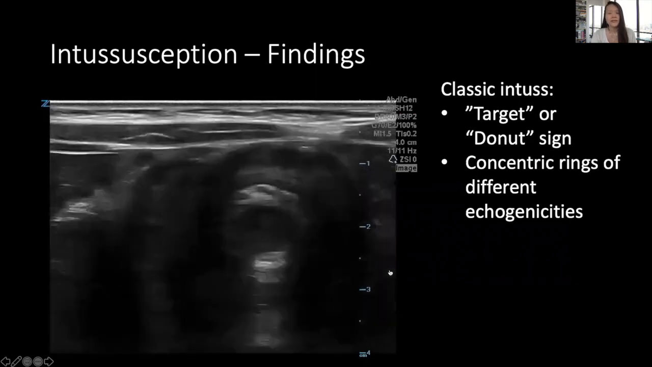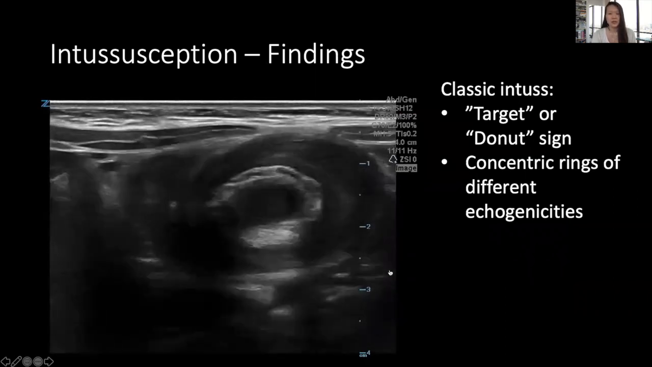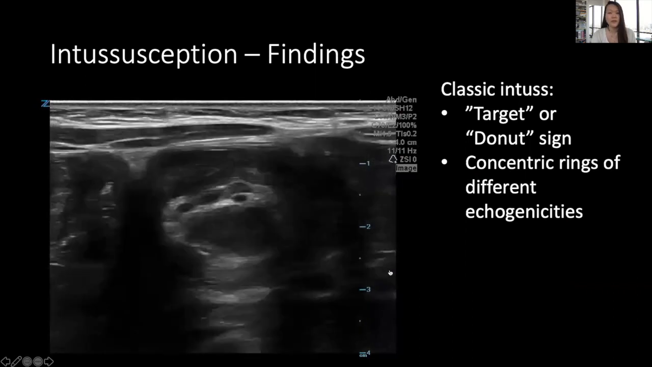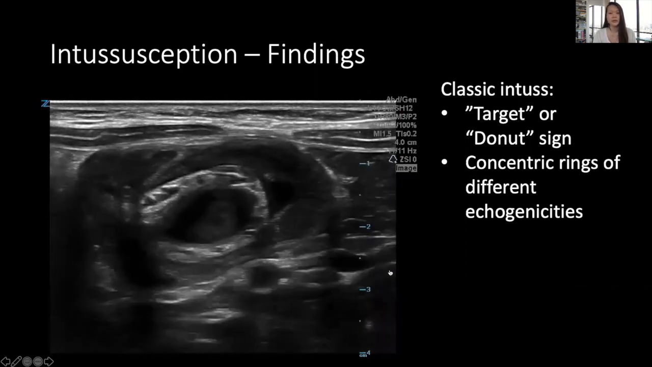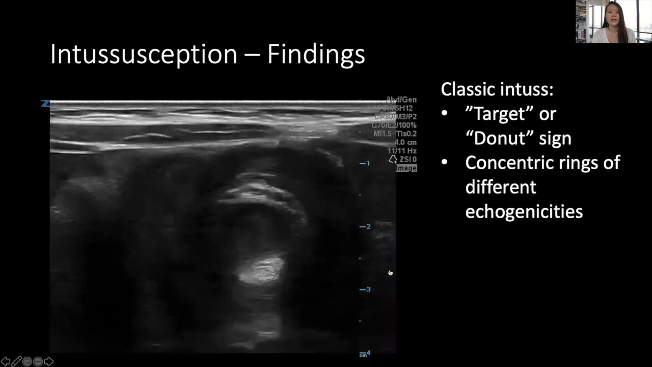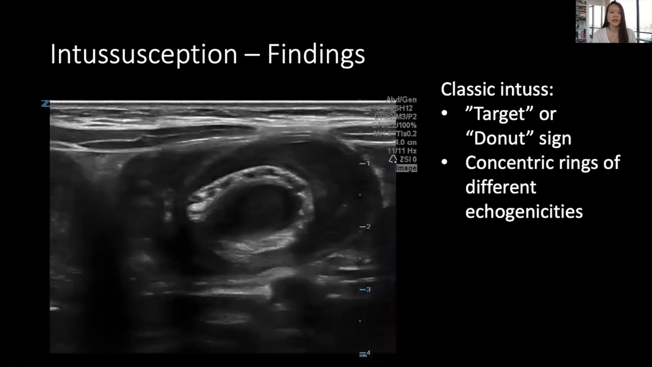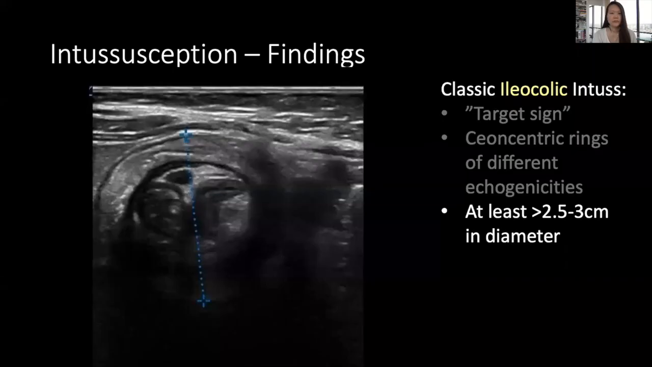Generally, it's very hard to miss the very obvious intussusceptions on POCUS. They'll often pop into view as a large target or donut sign, appearing as concentric rings of different echogenicities. The classic ileocolic intussusceptions are usually large, measuring greater than 2.5 to 3 centimeters in diameter from outer rim to outer rim.